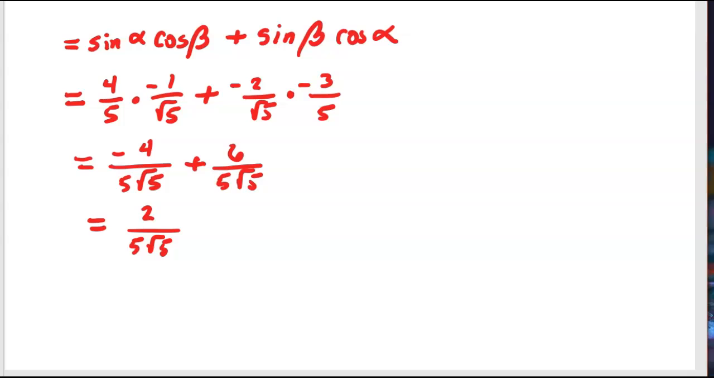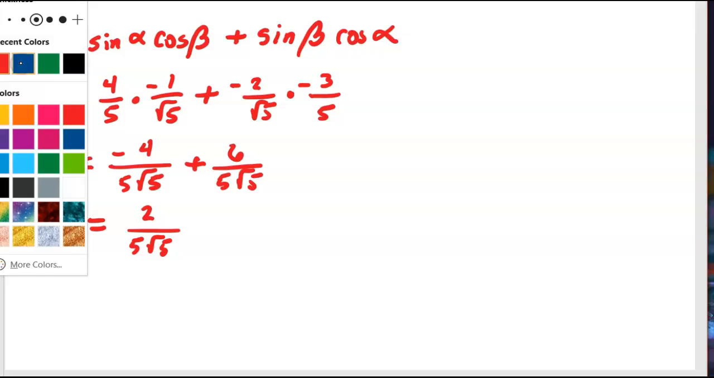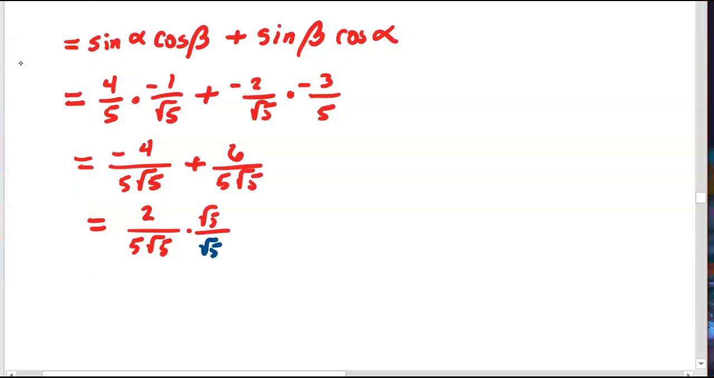Now, especially if you were in delta math, you got to be careful. So now you want to rationalize. So now I'm going to rationalize. I'm going to multiply top and bottom by root 5.